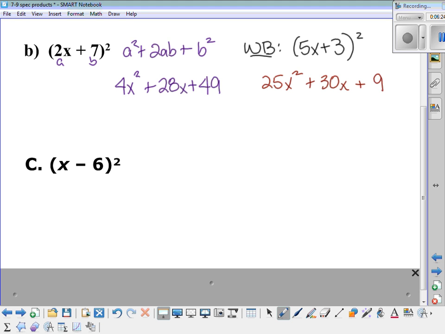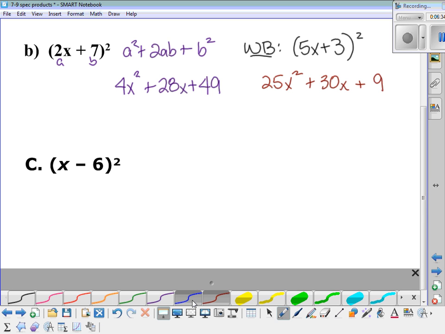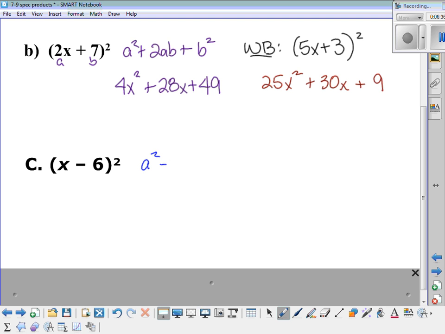Okay, this one's for your notes. Okay, so I have (x − 6) squared, and so now my pattern has a minus sign in it. So it's a squared minus 2ab, but it's still plus b squared.